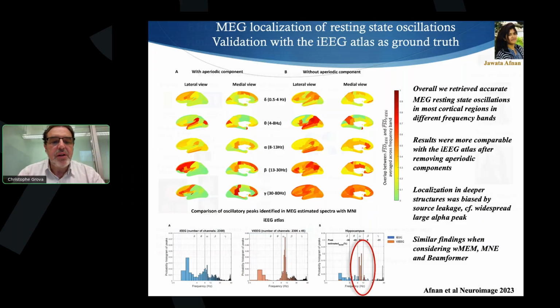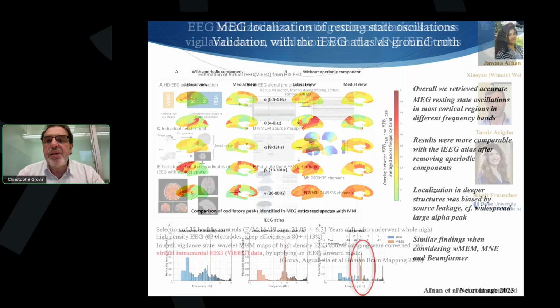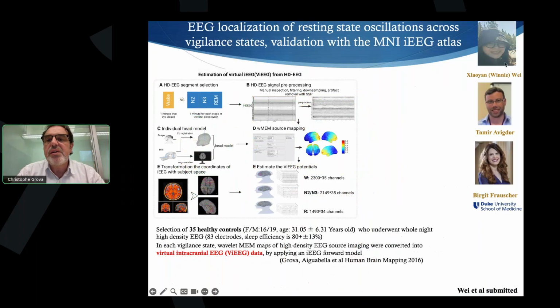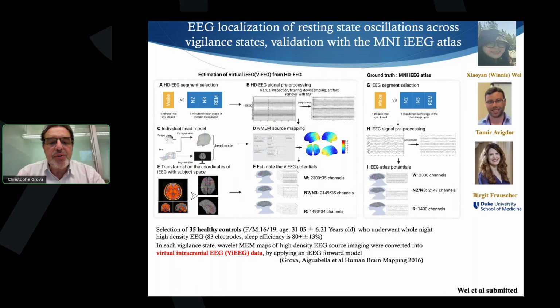Just to let you know very quickly, this is some work done by Winnie Vey at Duke with Birgit Frauscher, and we are reproducing this time on high-density EEG data, so 90 electrodes recording during the whole night, and with the new version of the atlas that is now considering sleep as well.